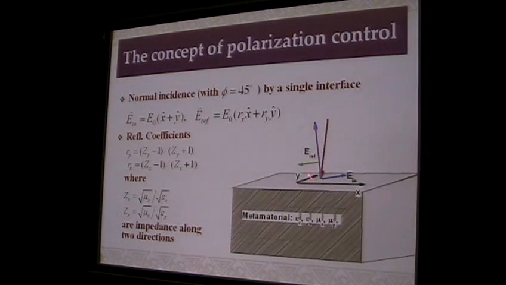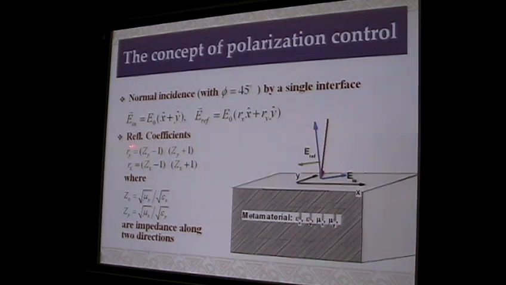So let us consider these situations. Now suppose the polarization angle is such that phi equals 45 degrees. And then an incident wave takes this polarization, E0 (x plus y). So after reflection, the reflected wave will take these polarizations, noting that Rx and Ry might not be the same because the system is inherently anisotropic.